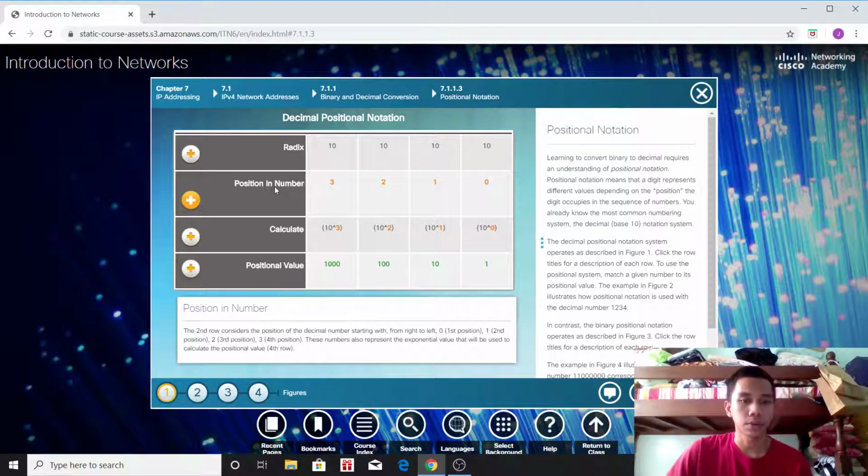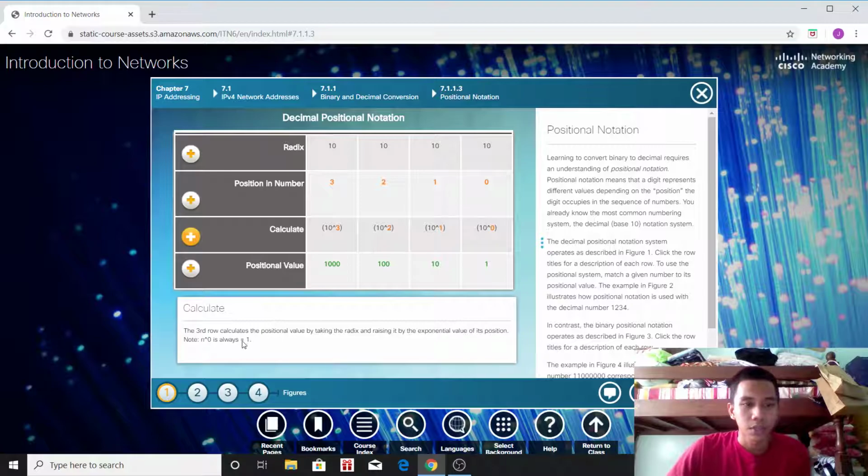Second, the position number also represents the exponential value that will be used to calculate the positional value. Then the third row calculates the position value by taking the radix and raising it by the exponential value of its position. And then the positional value is the final answer, the number base or radix.